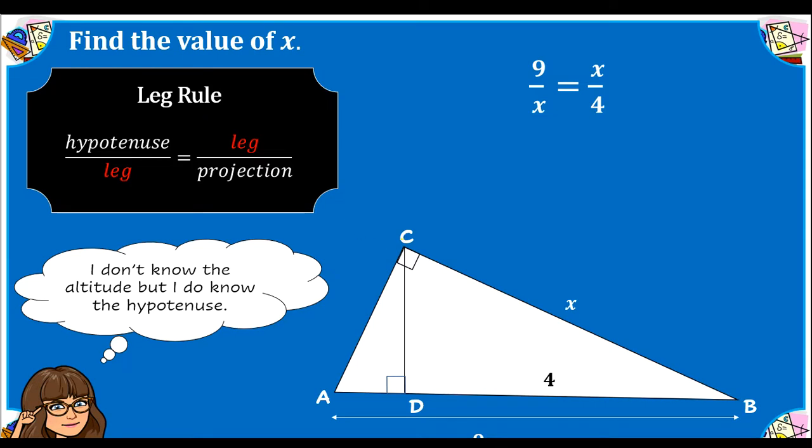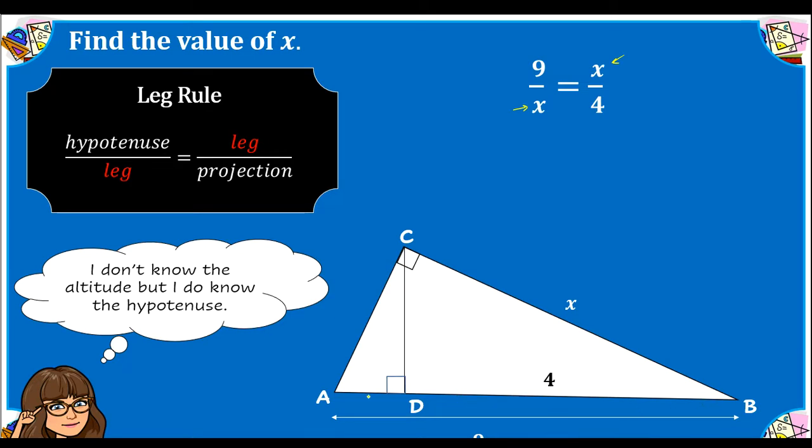So here we have this large right triangle, and we do not have the altitude, so we can't use the altitude rule. So we're going to use the leg rule. Our leg, and we're using the long leg, is x. So that's why we're going to put x. Those are the means. And then we have the 4 as your projection, and 9 as your hypotenuse.